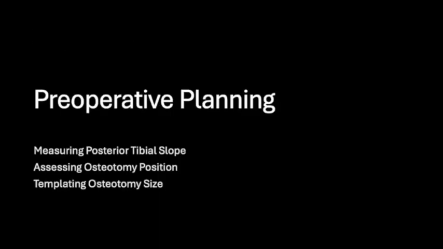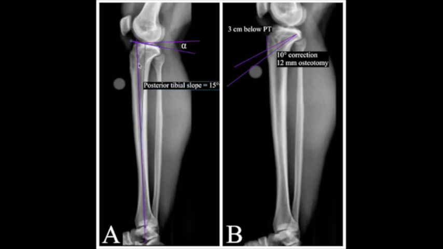We begin with preoperative planning. The three key components are measuring the posterior tibial slope, assessing the start point of our osteotomy cut, and determining the osteotomy size. The surgical planning was performed with the lateral full-length tibial radiograph using the PeakMed software.